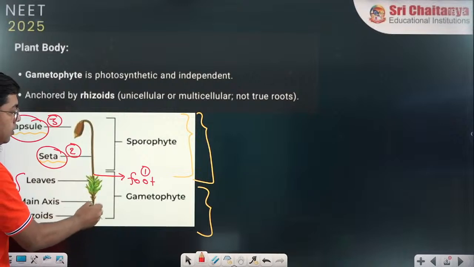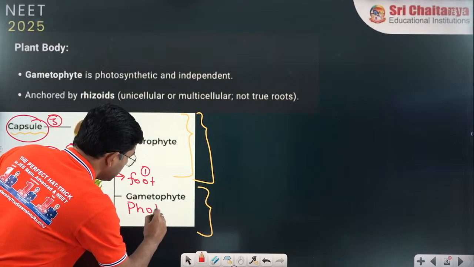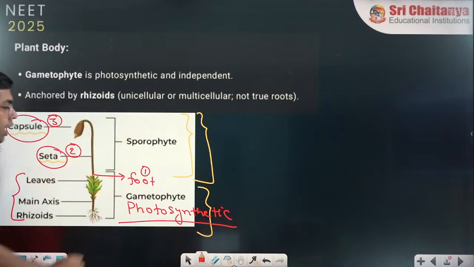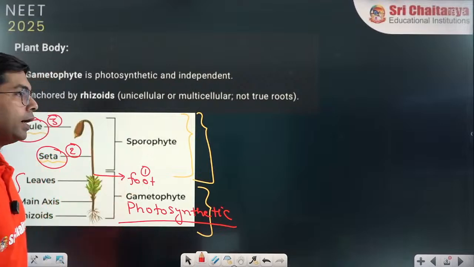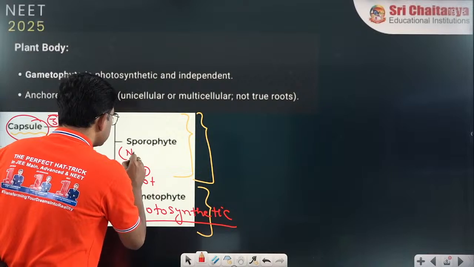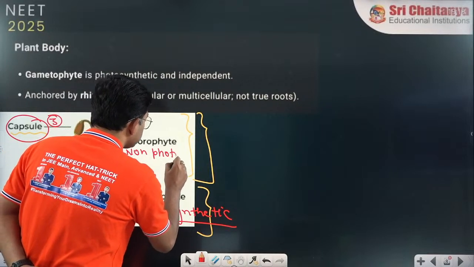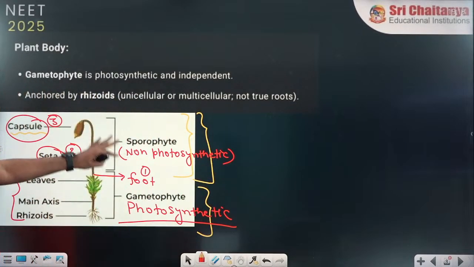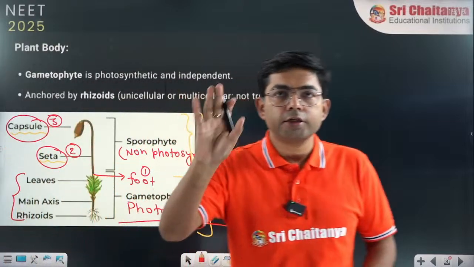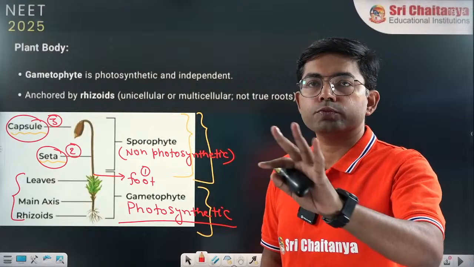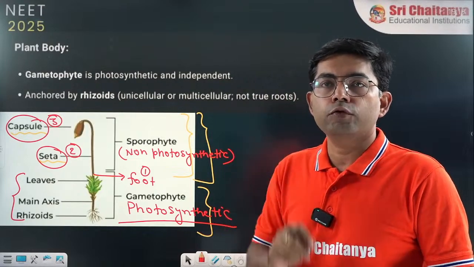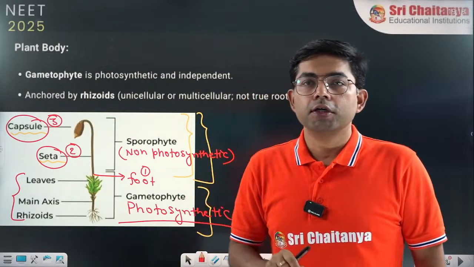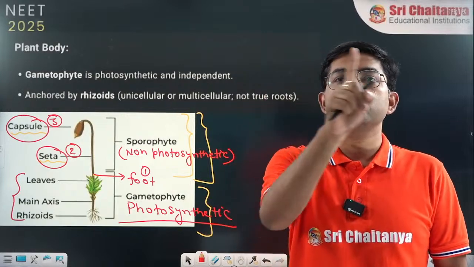Now, the gametophyte is photosynthetic. Remember, this question can be asked: which is photosynthetic? The gametophyte is photosynthetic. The sporophyte is non-photosynthetic. Now, if the sporophyte is non-photosynthetic, can the sporophyte make food? No, the sporophyte cannot make food. Who can make food? The gametophyte. So those who don't make food depend on those who make food.